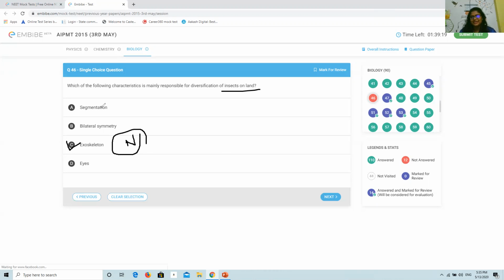Segmentation is there in insects as well as in annelids, so segmentation won't be the answer. Bilateral symmetry, there are many phyla, other phyla having bilateral symmetry. Eyes, oh come on, everybody does that. Everybody has eyes. So yeah, what we're gonna mark with this answer is exoskeleton.